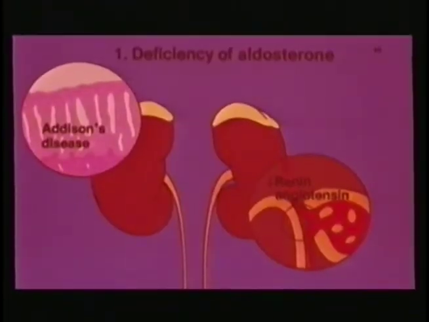The first cause of renal potassium retention is a deficiency of aldosterone. A normal amount of mineralocorticoid hormone appears to be necessary to sustain normal rates of renal potassium excretion. A deficiency of circulating aldosterone may be due to adrenal damage, as in Addison's disease, or to a low production of renin and angiotensin, as in some chronic kidney diseases.